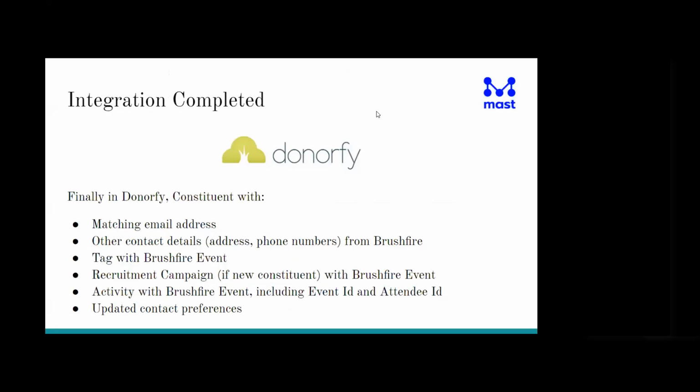And at the end of it, we have in Donorfy the constituent with the matching email address from Brushfire, the contact details from Brushfire. There would be a tag with the Brushfire event details so that you could see at a glance they had attended that particular Brushfire event. If it was a new constituent, their recruitment campaign would be the Brushfire event, and there would be the activity, which included the event ID and attendee ID in the extra fields, and their contact preferences would be updated.